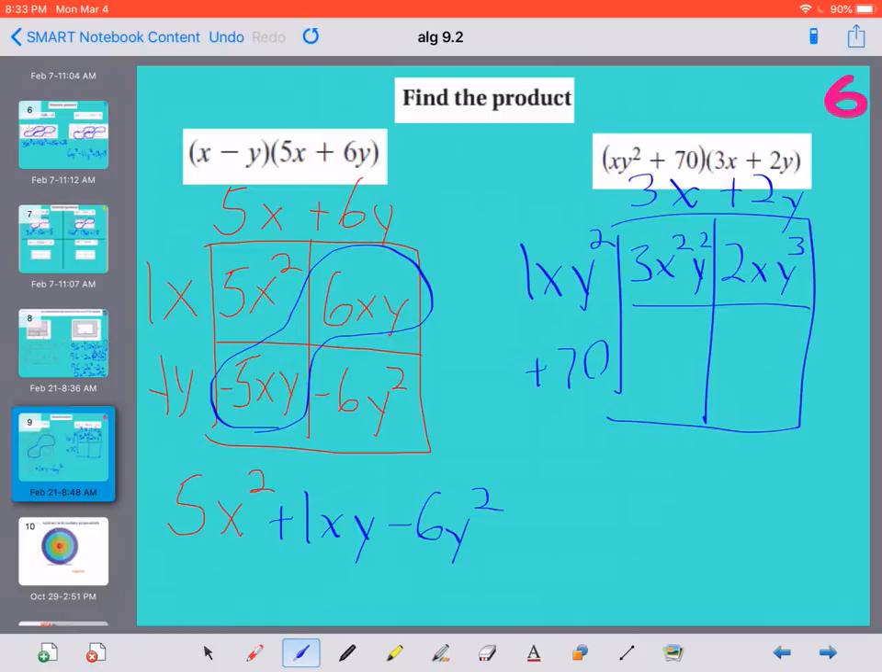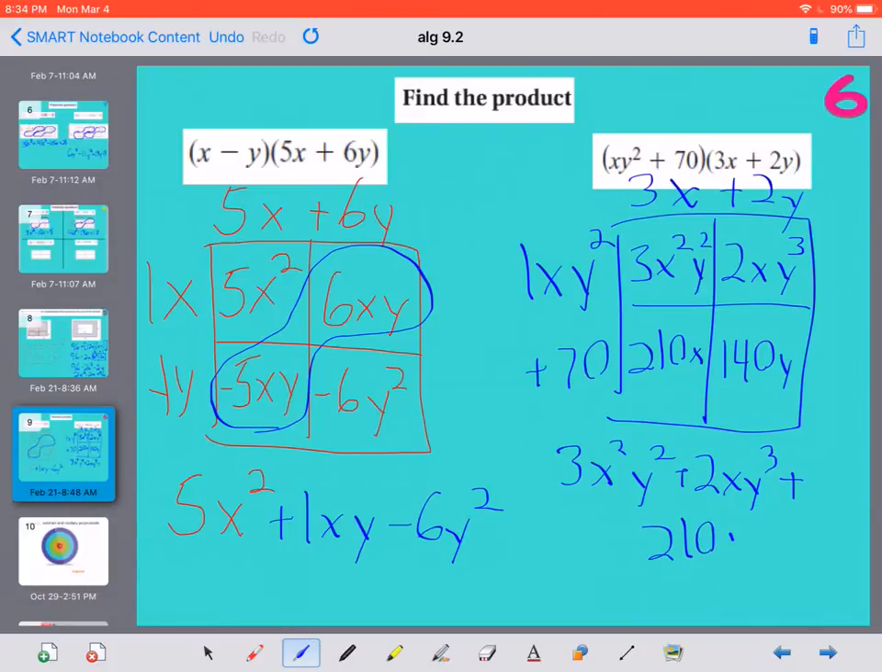3x times 70, well, that's going to give me 210x. And 2y times 70, 140y. So if we write this out, we'll have 3x squared y squared plus 2xy cubed plus 210x plus 140y.